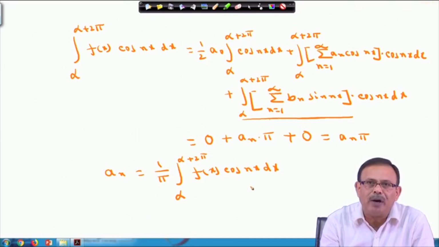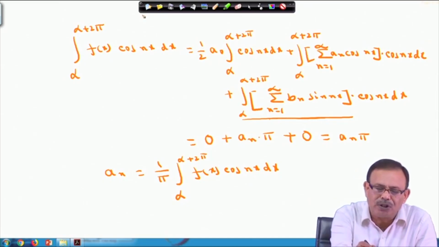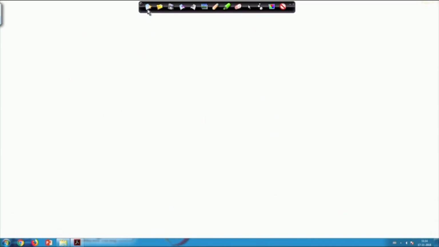I will multiply equation 1, that is f(x) = a_0/2 + summation a_n cos(nx) + summation b_n sin(nx), by sin(nx) on both sides of the given equation and integrate from α to α+2π on both sides. So, by multiplying by sin(nx) on both sides and integrating, you will obtain the integral from α to α+2π of f(x) sin(nx) dx.